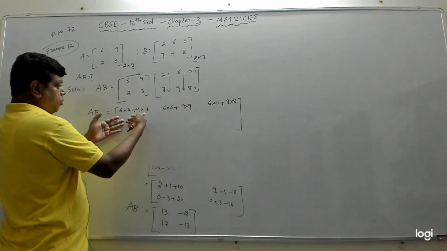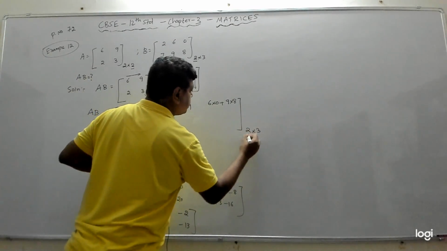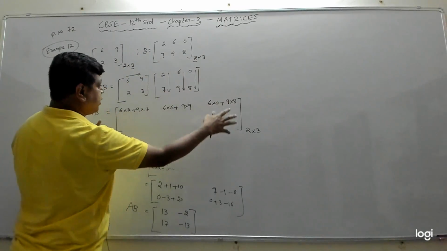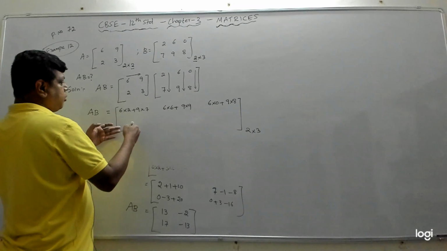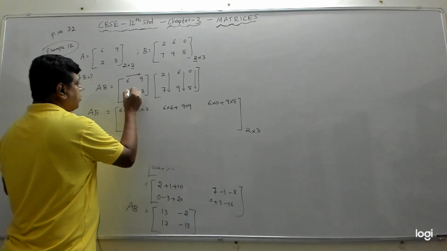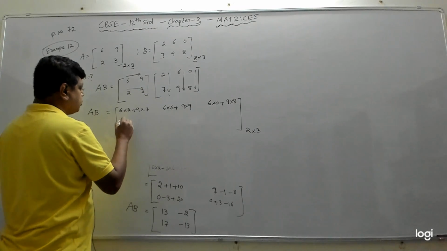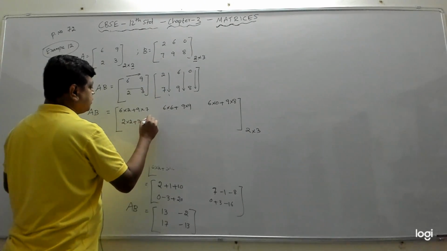Now we are going to the second row. And we know the order of this will be 2 cross 3, because these two will go, and the resultant matrix should be 2 cross 3. Therefore, we have written 3 columns. Now we take the second row and multiply with the first column. So 2 into 2 plus 3 into 7.